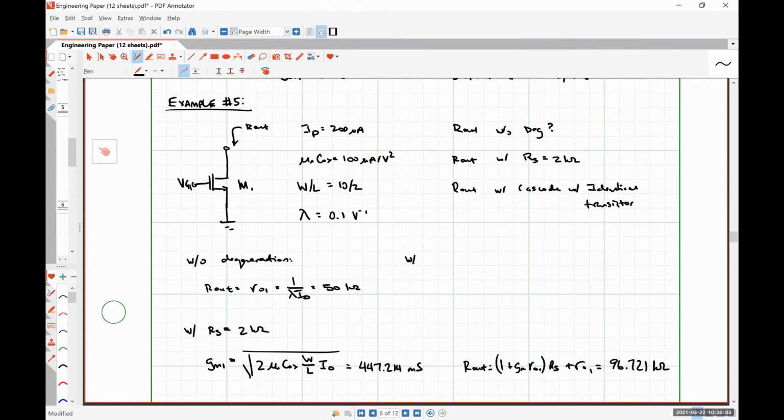With our cascode, and recognizing that r_o1 is going to be the exact same thing as r_o2, we get R_out approximately g_m1 times r_o1 times r_o2 to be 1.118 mega ohms. So that's a hell of a boost, right?